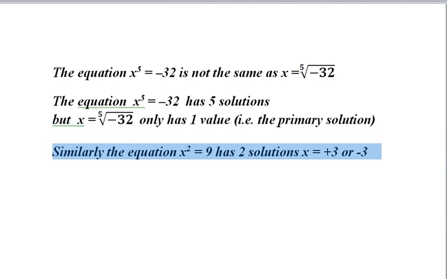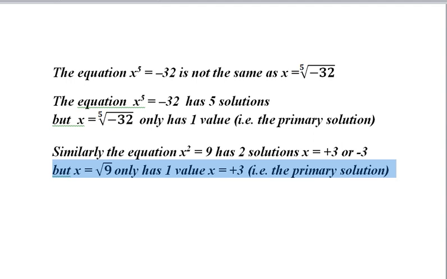Similarly, the equation x squared equals 9 has 2 solutions, x equals positive 3 and negative 3, but x equals the square root of 9 only has one value, x equals 3, the primary solution.